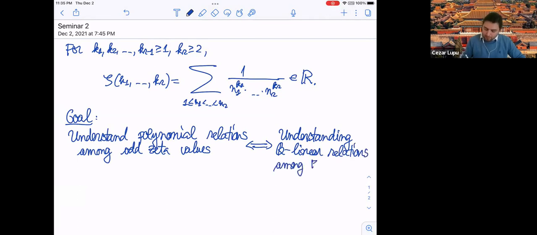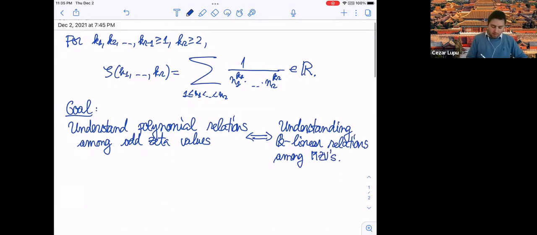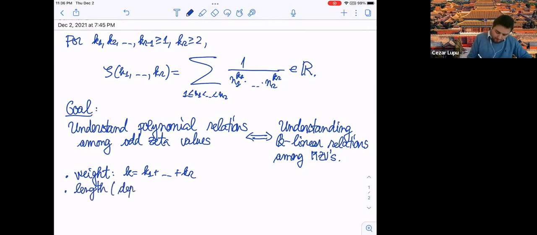So that's the thing. And we defined it in a small way for double zeta, right? We have seen an example. Of course, let me just mention that we also define the weight, which is the sum of the exponents, and the length or the depth, which is r. So these are the multiple zeta values of weight k and depth r.